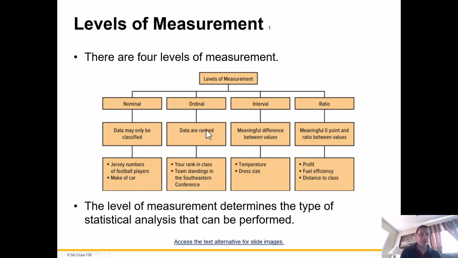Ordinal speaks to how the data are ranked. So your ranking class. This is where it's really still names like nominal, but now there's a ranking order. A college would be a good example, right? You are a freshman, you are a sophomore, you are a junior, you are a senior. Or team standings in the Southeastern Conference, that's another one that you could use too.